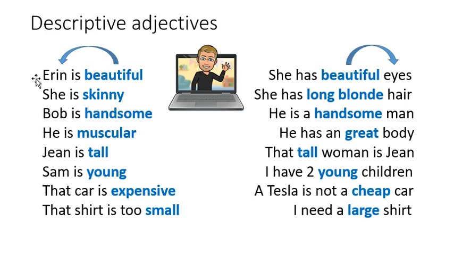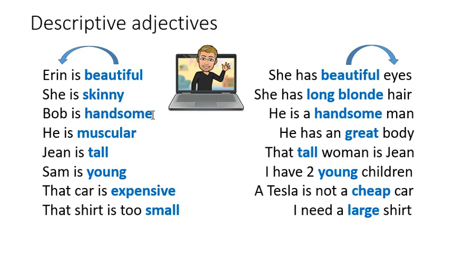So let's start here on the left. Erin is beautiful. So the adjective beautiful describes Erin. Erin is beautiful. She is skinny. Skinny is a synonym of thin. So I'm talking about her body here. So the word skinny, which is an adjective, describes the subject she. She is skinny. She's thin. She's not fat. The next word is handsome.